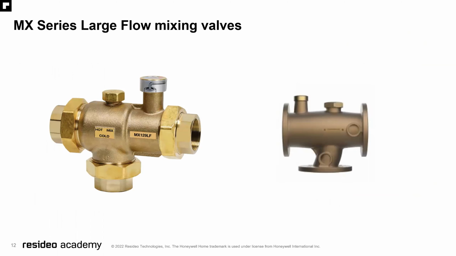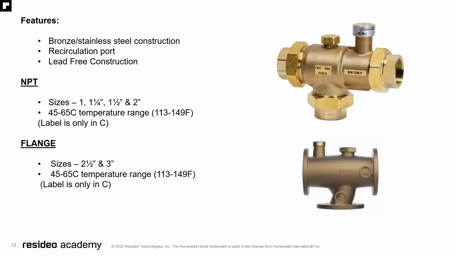This brings us to the MX series large flow mixing valves. They feature bronze stainless steel construction, built-in recirculation port, and lead-free construction. They're available all the way from 1 inch up to 2 inches in NPT, with 45 to 65 degrees centigrade for both of them. The label is in centigrade, so that's why I bring it up that way, which is 113 to 149 degrees Fahrenheit. And the flange, which is your 2.5 and your 3-inch size.